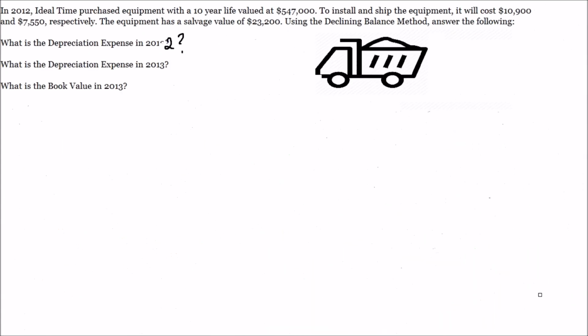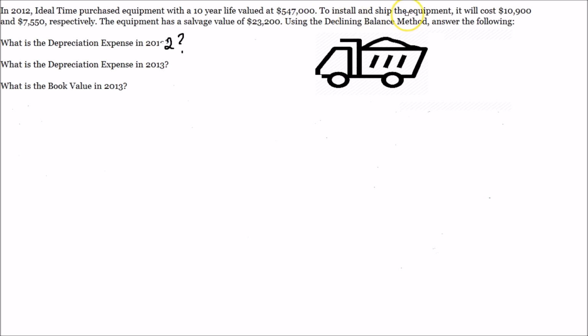All right, now for our practice problem. This will help you understand declining balance depreciation a little better. And that's my goal here. So I want to go ahead and introduce you to the concept, and now we're going to practice a problem. So in 2012, Ideal Time purchased equipment with a 10-year life valued at $547,000. So there's your purchase price, very important, $547,000.